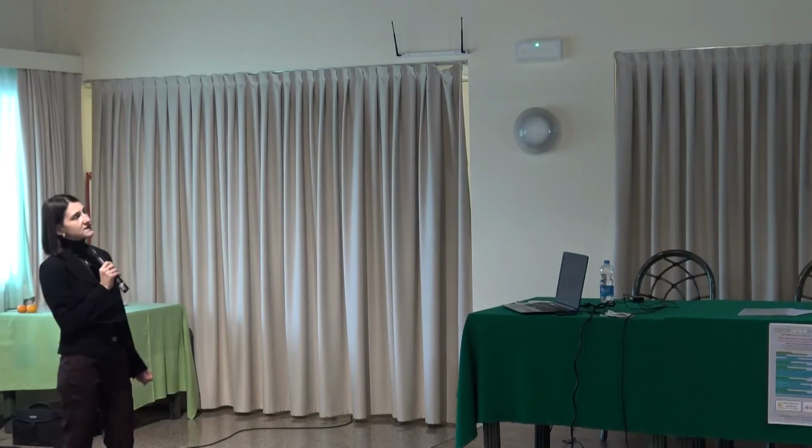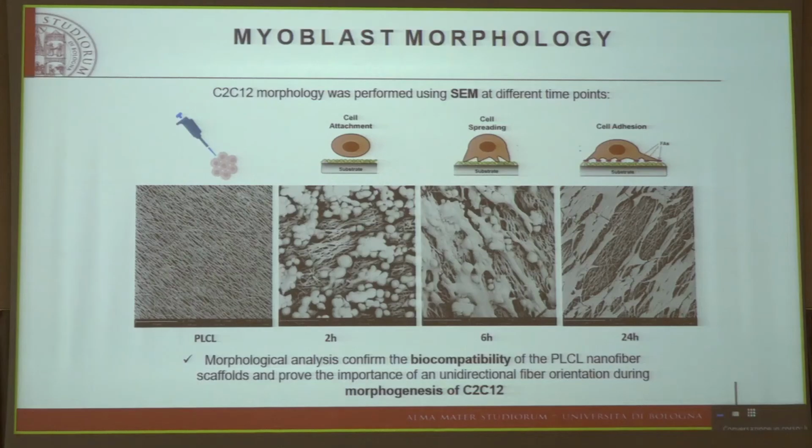So from this first analysis, we got two results. The first confirmed the biocompatibility because we couldn't observe any difference in the morphology of our cells. And secondly, we proved the importance of a unidirectional fiber orientation during cell morphogenesis.